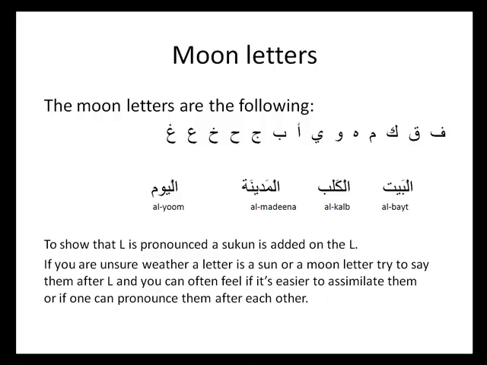Now, if you're unsure if a letter is a sun or a moon letter, you can always try to say them quickly after L and see how it goes. If it feels problematic, it's probably a sun letter. If it's easy, it's probably a moon letter. The names sun and moon letter come from the word shams for sun, starting with sheen. You cannot say al-shams, doesn't work. Ash-shams. And qamar, meaning moon, al-qamar is very easy to say. Al-qamar. And that's where the name comes from.